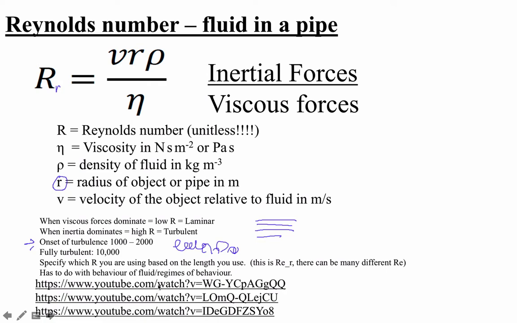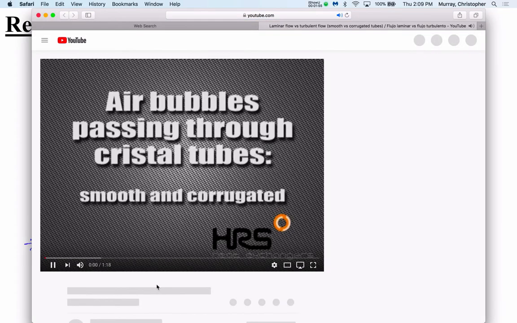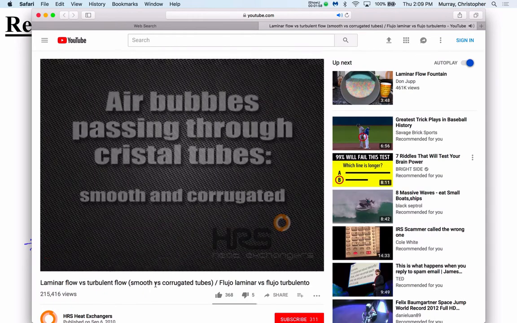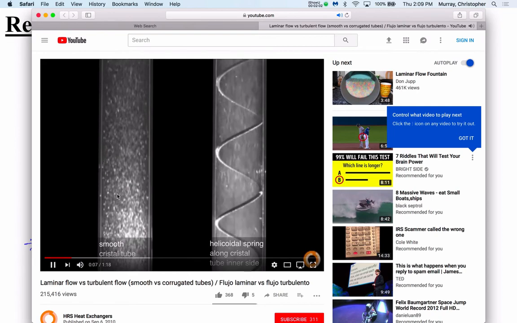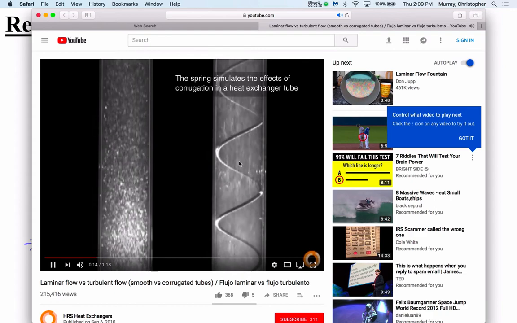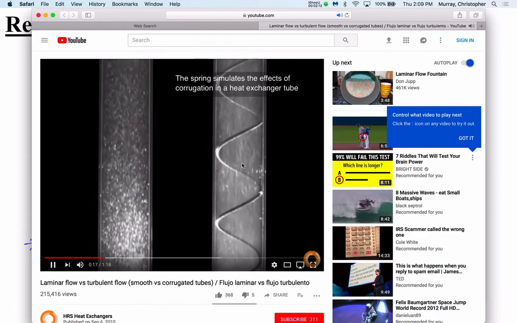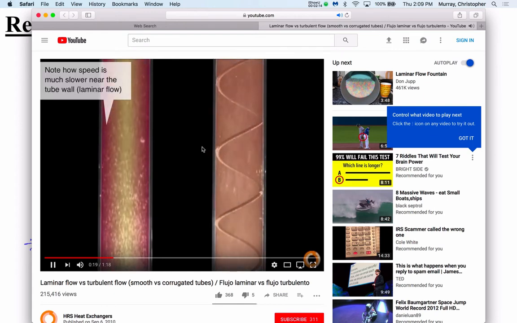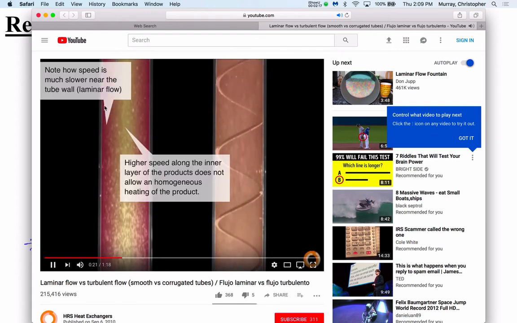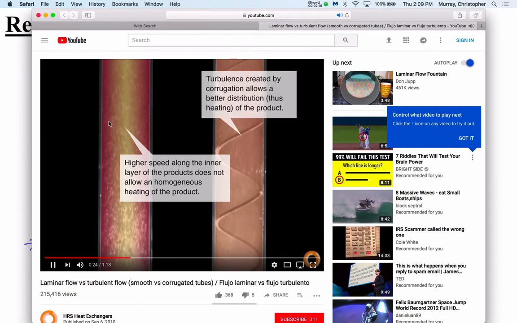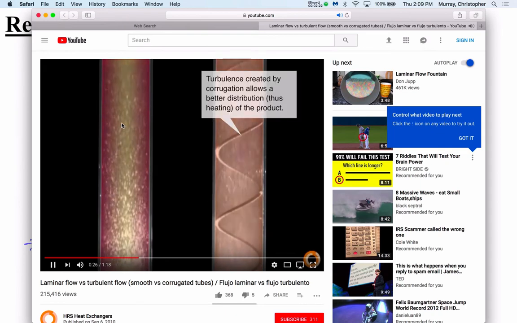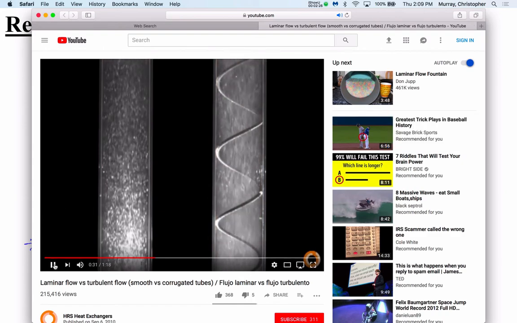Let's look at some of these videos here. This is kind of fun. Passing through crystal tubes. Notice on the left side, this is laminar flow. Here they put some helicoidal springs in there to make it turbulent flow. It's also moving faster, which would give it a higher Reynolds number. Here they're talking about an engineering problem where the speed is slow, and so the product is not homogeneously heated. So maybe we're heating this stuff. Here it's mixing it, so that's what they're going for.